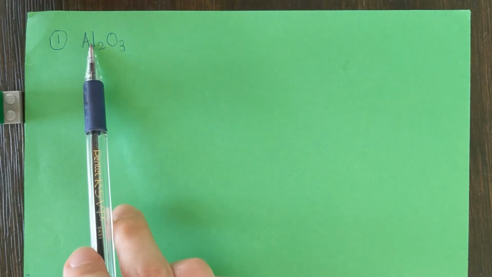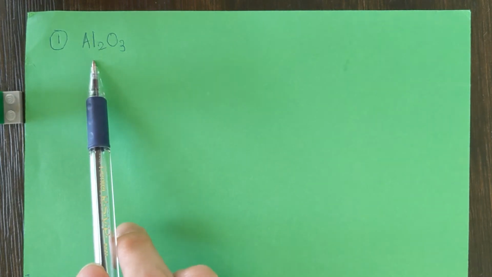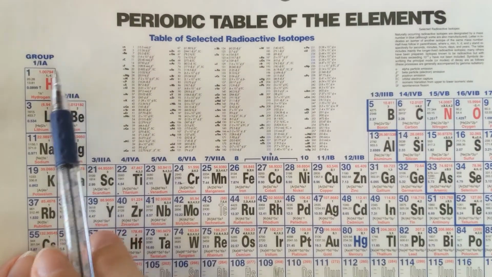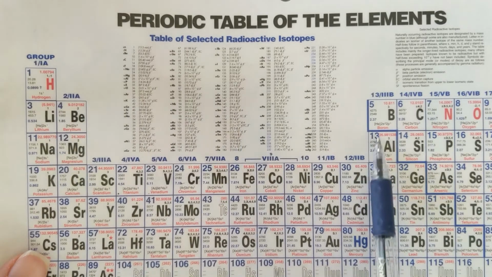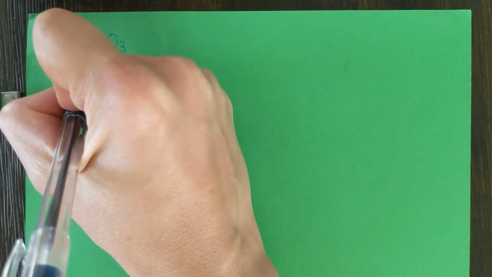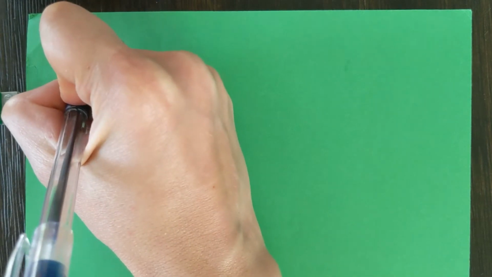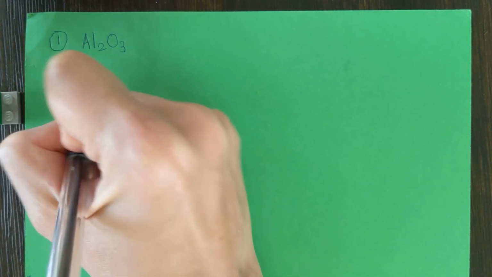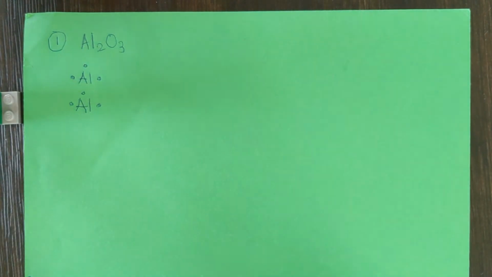To start, we're going to take our aluminum and write the dot structure of the element. If we look at our periodic table, aluminum is in group 3, so it has 3 valence electrons. So we'll write Al with 1, 2, 3. And the next aluminum, same thing, 3 valence electrons.